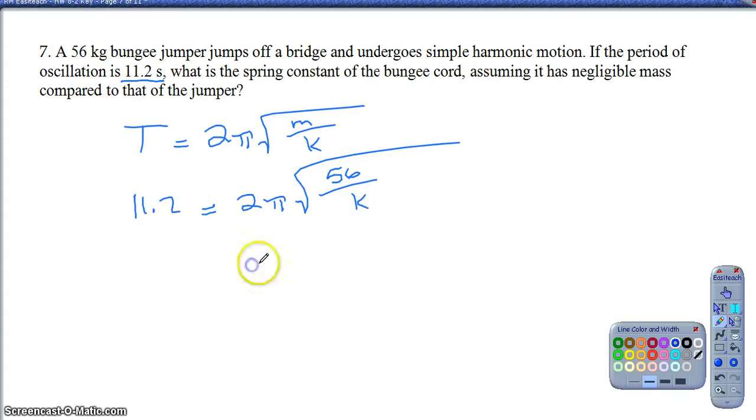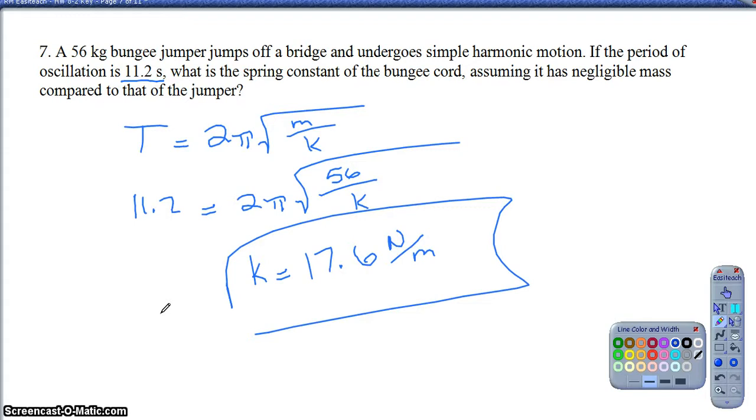So substituting all those measurements in, solving for k, and we should get that k is about 17.6 newtons per meter. So our spring constant on question 7, certainly nothing too difficult, just taking advantage of the equation for a period for a spring and solving from there.